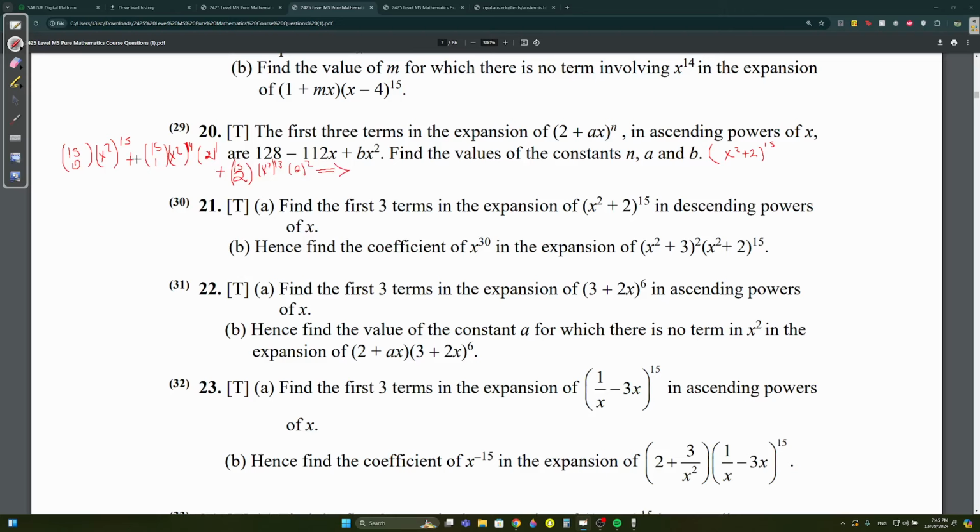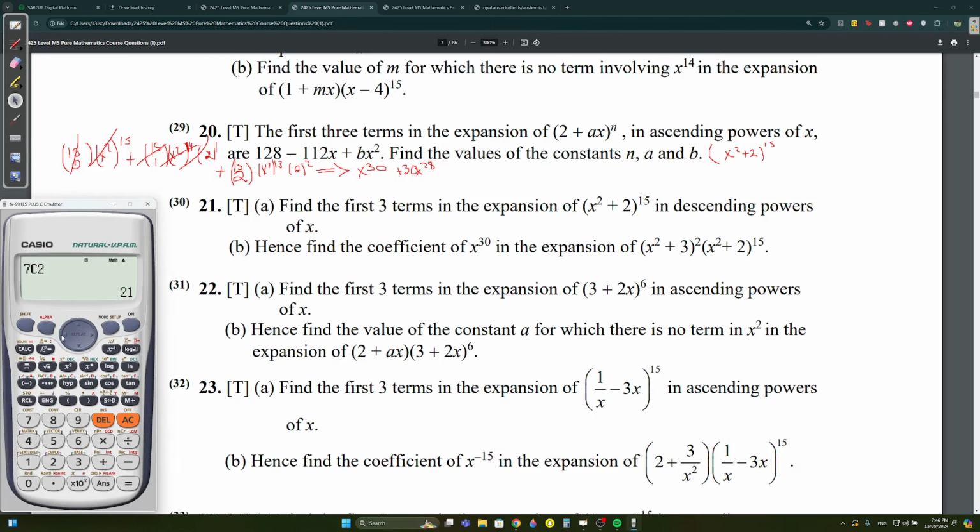Anyway, let's simplify. This is going to be x to the power of 30, because it's 1, and 2 times 15 is 30. Done. Okay, 15C1, 15 times x squared to the power of 14 is x to the power of 28. It's going to be 30x to the power of 28, because 15 times 2 is 30. Right? Okay. 15C2 is, I think, 105. It's 105, I remember. 105 times 4, which is 420. I'm going to use the calculator now. 15C2 times 4, 420, and x squared to the power of 13 is x to the power of 26.